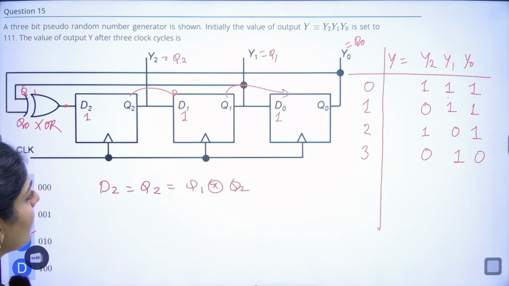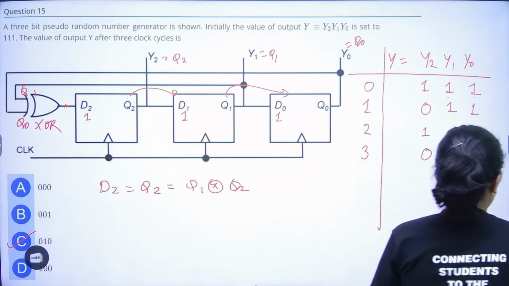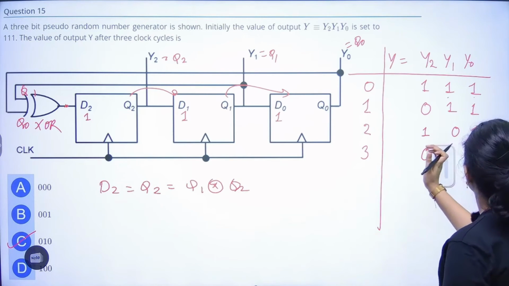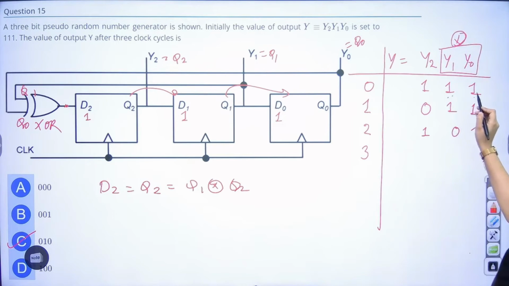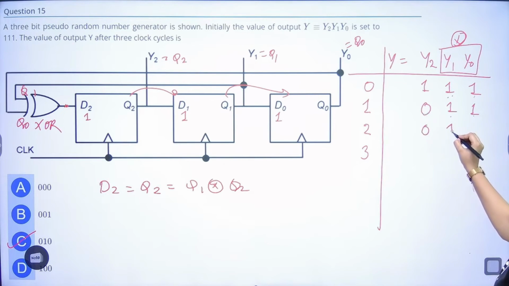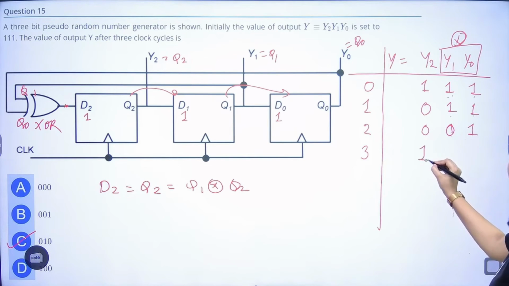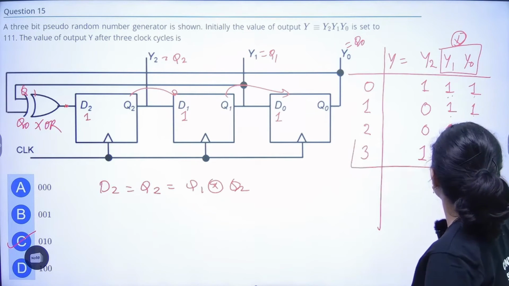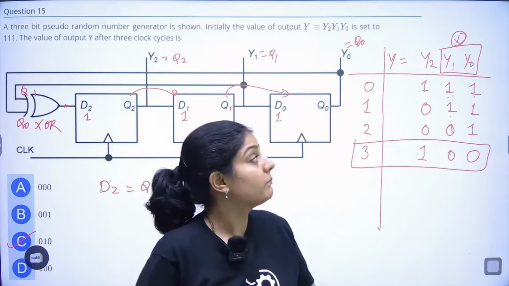I think I didn't make, yeah, right. We have to XOR these values. These are XORing. So 1 XOR 1 is 0, 1 XOR 1 is again 0, 0, 0 and 1. Here 0 XOR 1 is 1, 0 and 0. So this will be the value after third clock pulse. I XORed y2 and y0 by mistake, I'm sorry.